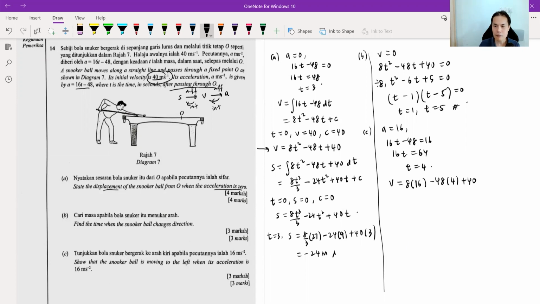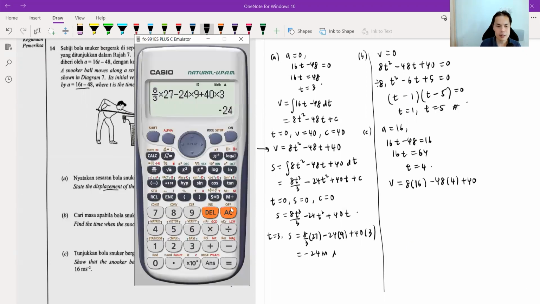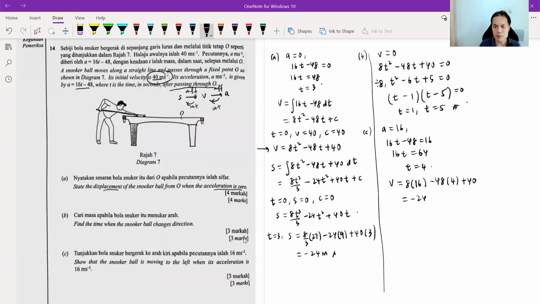Okay, let's use your calculator here. This is 8 times 16 minus 48 times 4 plus 40. There you go. My answer is negative 24. Now, the most important thing is not the value, not the magnitude. It's the sign here. Your v is less than 0. So, meaning the snooker ball is moving to the left. That's all. We show v is less than 0, so we know it's moving to the left.